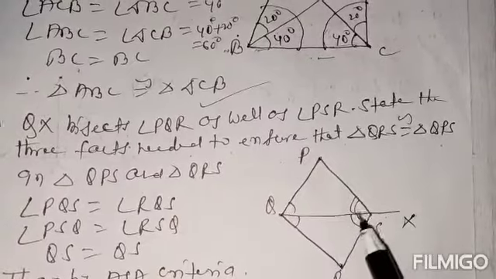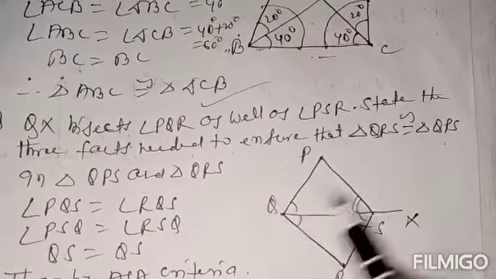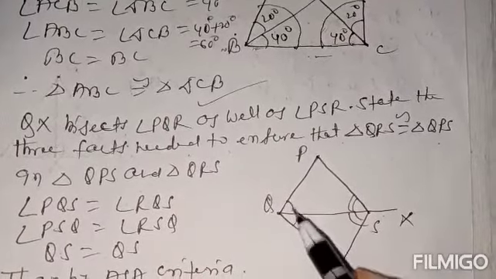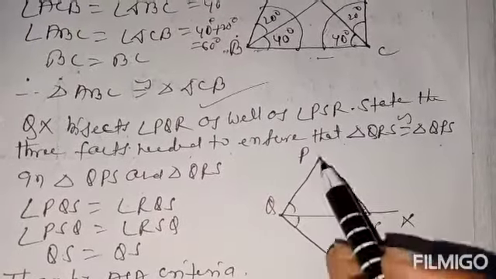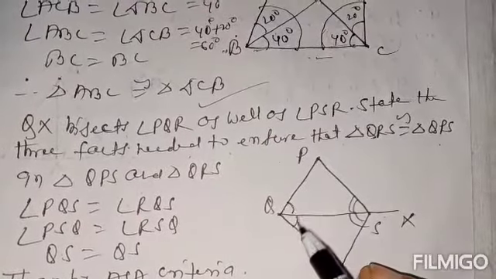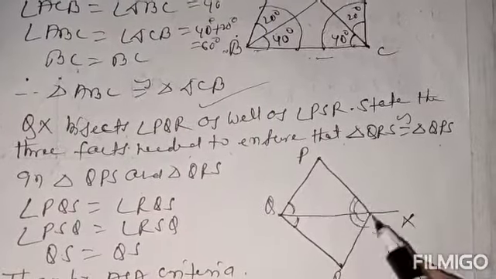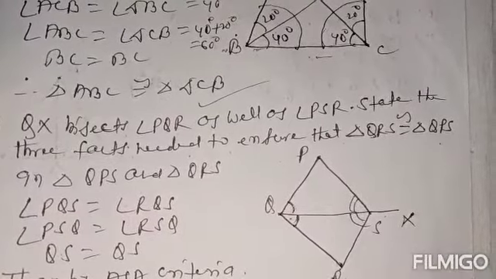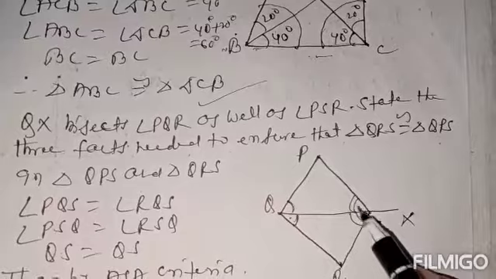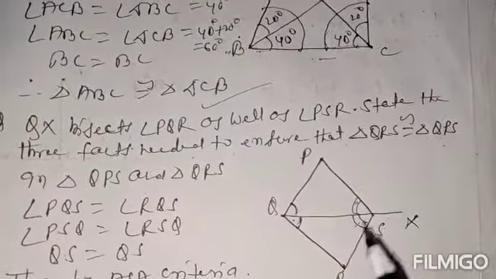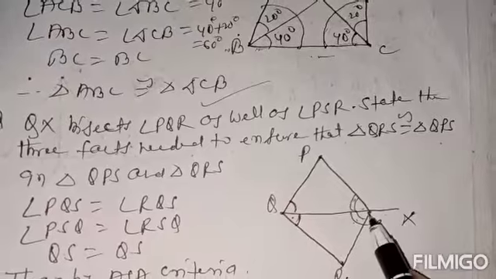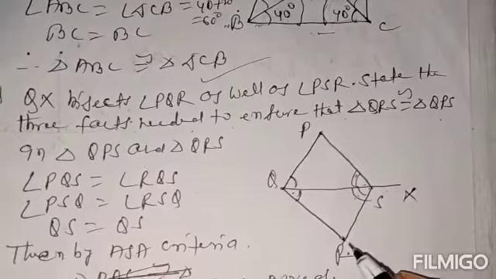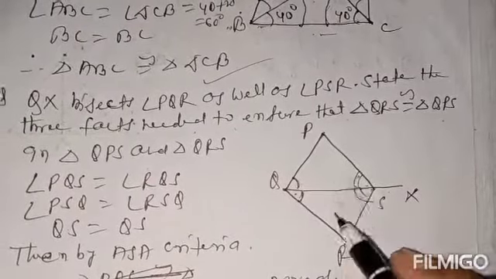In triangle QPS and triangle QRS, angle PQS and angle RQS are equal, given because QX is the bisector of angle PQR, so these two angles are equal. Angle PSQ is also equal to angle RSQ because angle PSR is also bisected by QX. And QS is equal to QS, common. Then triangle PQS and triangle RQS, both are congruent.